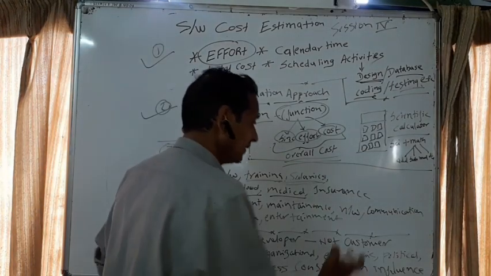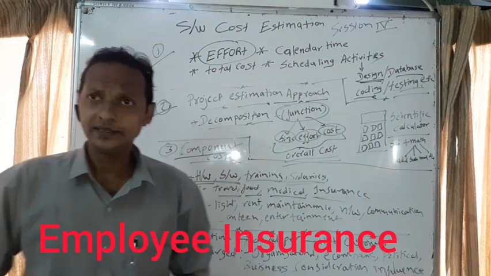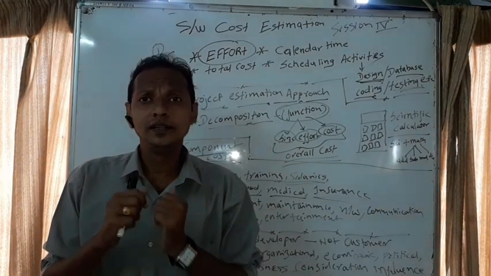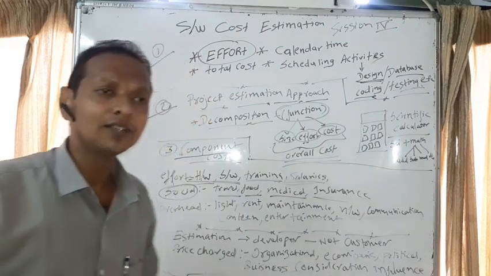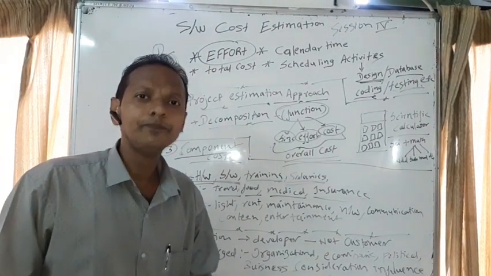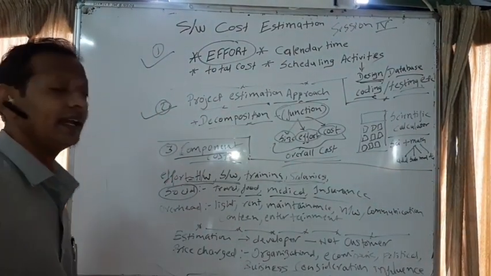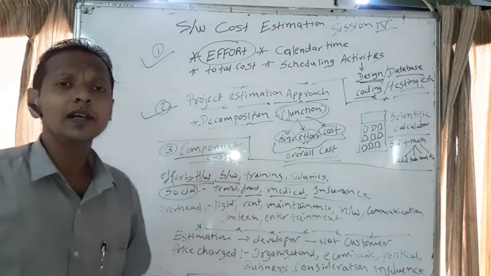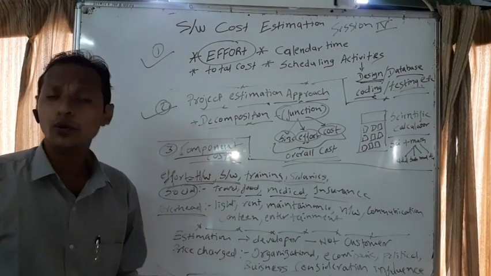Many companies also provide insurance to the employees. Now, paying the insurance amount per month for the employees is also an additional overhead for the firm which provides the services of software development. Okay, next are the costs like what we call overhead cost.